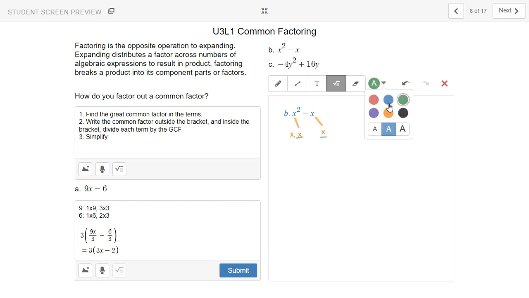I'm going to put this on the outside. And then on the inside, we're going to divide each of the terms by the common factor. So it turns out to be x times x minus 1. Once again, we had to employ the quotient rule for dealing with these powers.